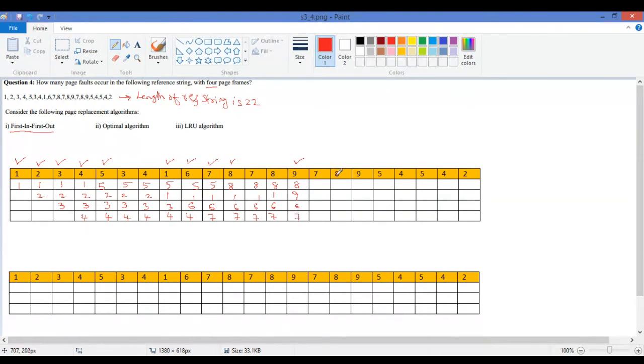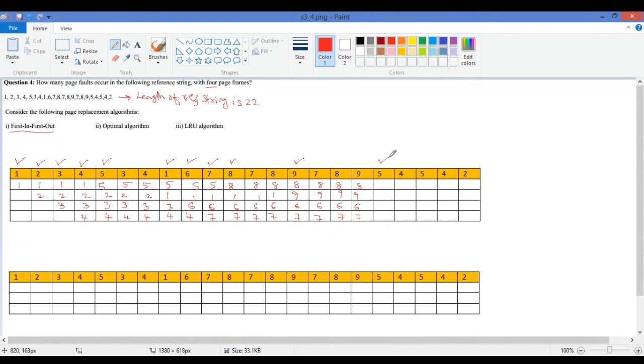See, 7 and 8 both are there here. 9 is also there. Okay, up to here there is no page fault. So I just copy the same: 8, 8, 8, 9, 9, 9, 6, 6, 6, 7, 7, 7. 7 is there, 8 is also there, 9 is there, but 5 is not there. So it's a page fault.